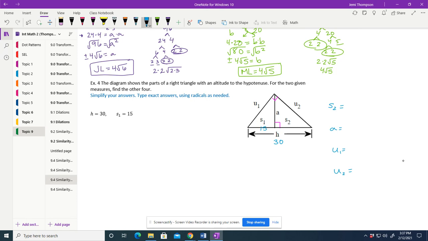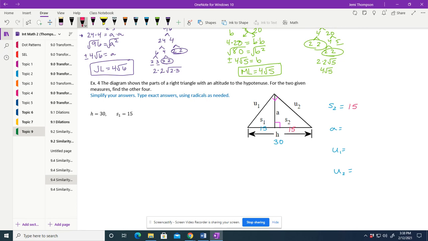Where you want to start is with S2. So the entire length of the hypotenuse is 30. S1 is 15. What does the other half have to be? That's going to be 15 also. All right. From there, you could choose to find U1, U2, or A first. It doesn't matter. You're just going to use different setups for each.